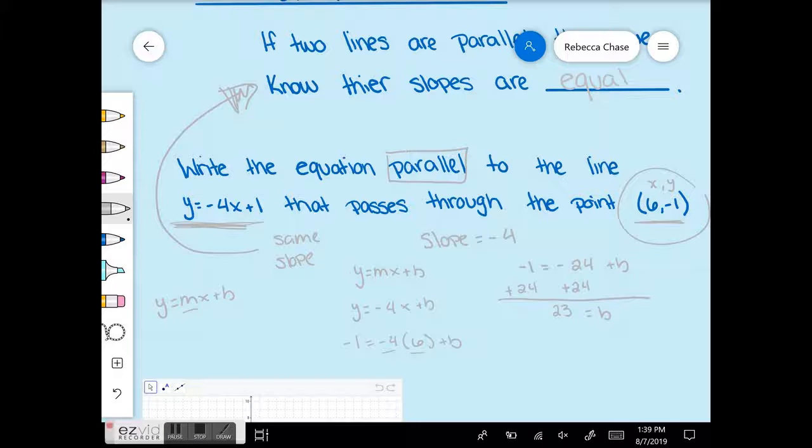Right? But I'm not done because remember the original question, what it wanted us to find was to write an equation. So I'm going to take that and plug it back into there. So I'm going to have y equals negative 4x plus 23. Okay, and remember, the only reason we were able to do that is because of this rule up here that tells us if two lines are parallel, if that's something that we know, then we know that their slopes have to be the same.